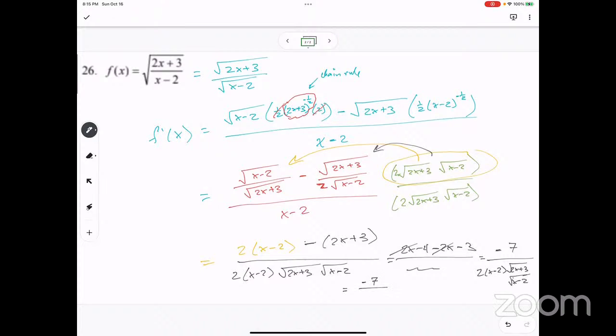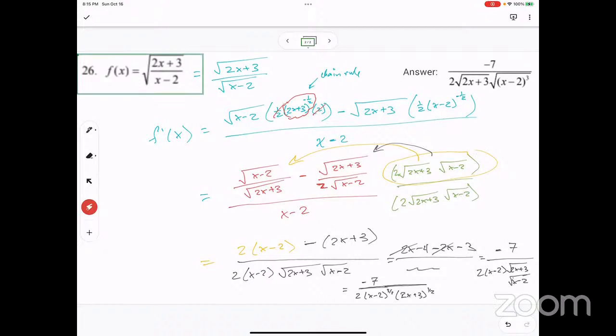Negative 7 over 2 times x minus 2 to the 3/2 times 2x plus 3 to the 1/2. That's a little bit simpler because the x minus 2 is together. Okay. Yeah, that's pretty much what it is. So 3/2 is this right here. Yeah. Oh, I know. Thank you though.